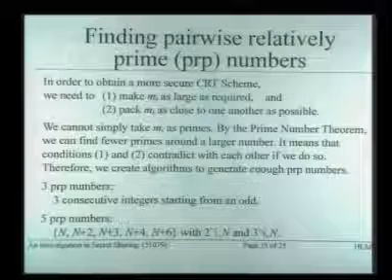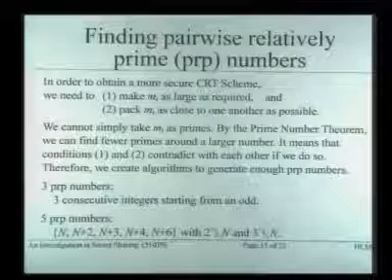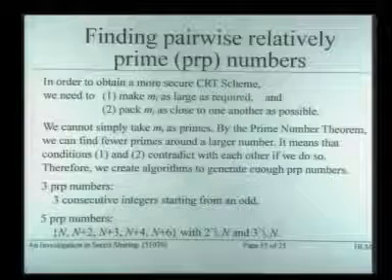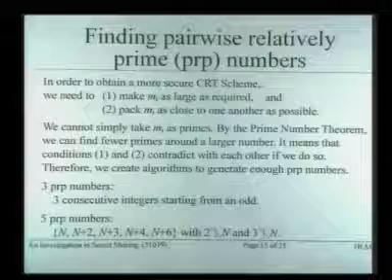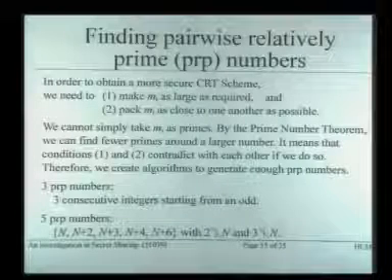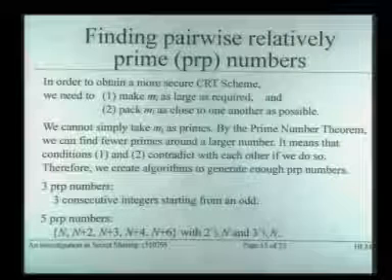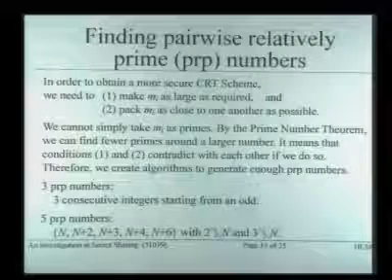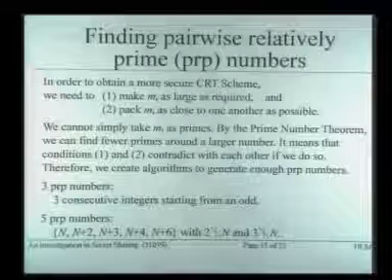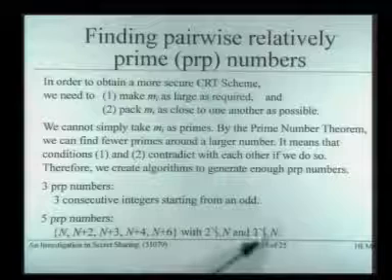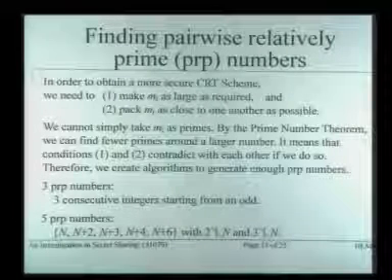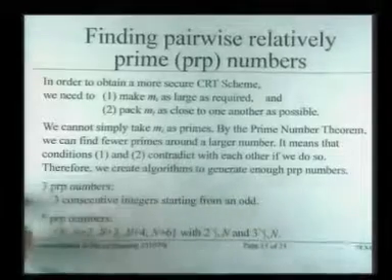In the remaining of this report, we need to find large and close PRP numbers. By the prime number theorem, we cannot simply take mi as primes. Therefore, we create an algorithm to generate enough PRP numbers. 3 consecutive integers starting from an odd give 3 PRP numbers. Where n is not divisible by 2 and 3, n, n plus 2, n plus 3, n plus 4, and n plus 6 give 5 PRP numbers.